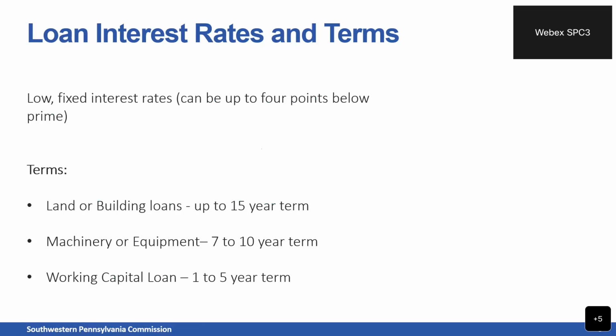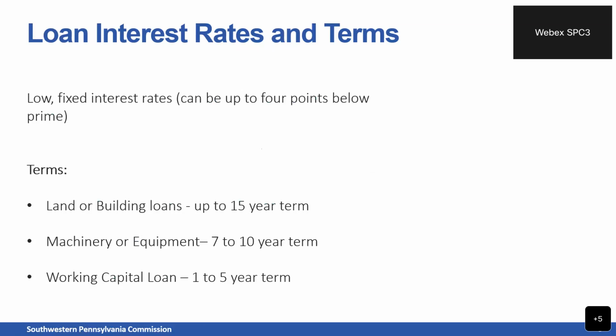And the nice thing is that our interest rate in almost all circumstances is fixed for the life of the loan. And when we're talking about the life of the loan, for a land or building loan, we can offer up to a 15-year term. Machinery or equipment loan, we can offer a 7 to 10-year term. And for a working capital loan, we can offer a 1 to a 5-year term.